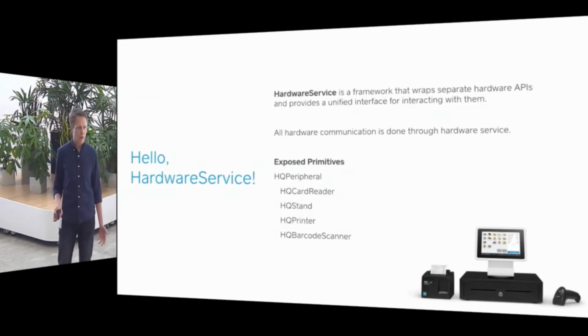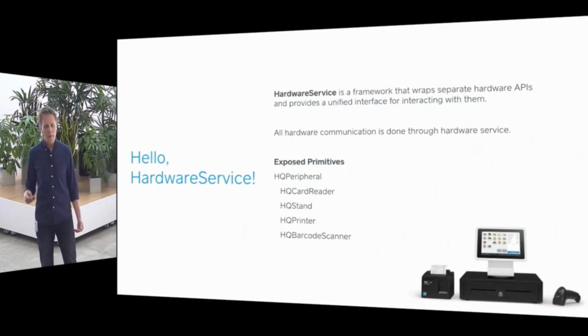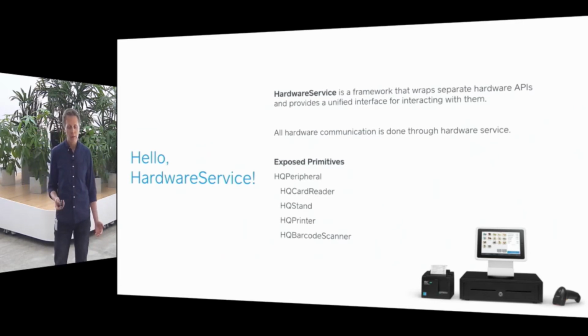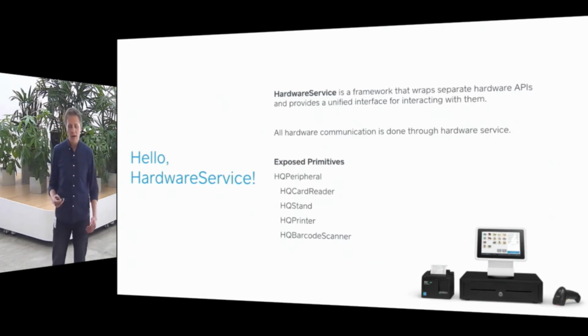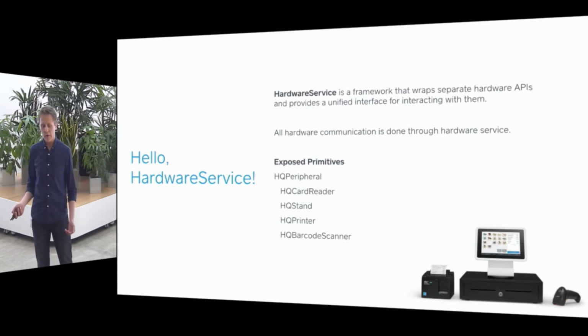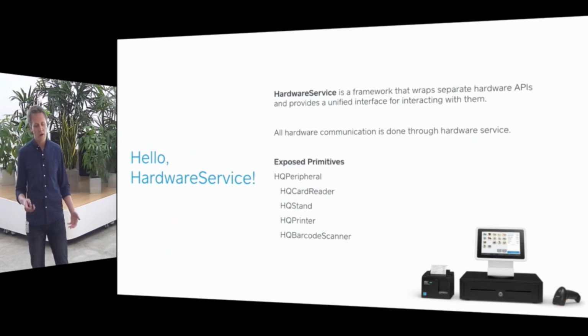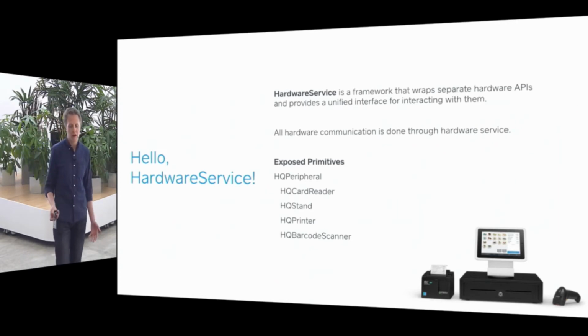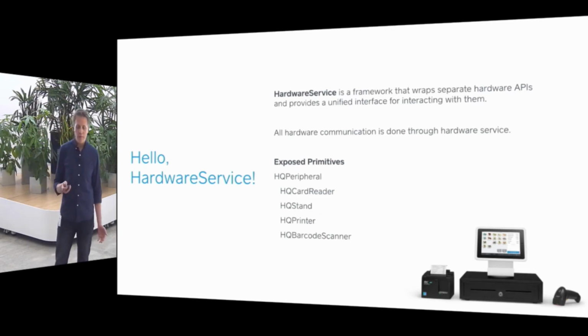So to do this, we built Hardware Service. Hardware Service is a framework that wraps separate hardware APIs and provides a unified interface for interacting with them. All app-level communication is done with the Hardware Service. We'll never talk to a lower-level peripheral directly. So we expose some primitives. We expose HQ peripheral, which is the superclass, and then we have HQ card reader, stand, printer, and barcode scanner. Again, these are the only classes that the app will interact with.